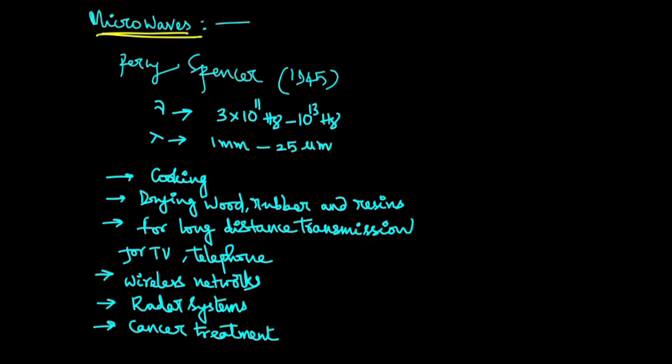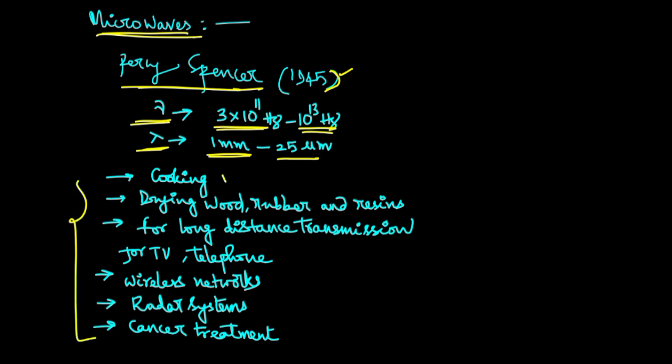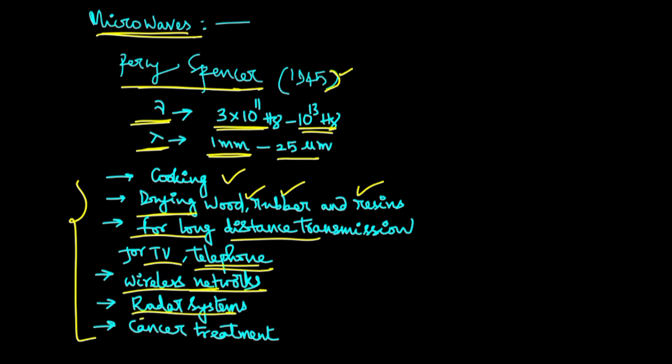Microwaves were discovered by H.C. Spencer in 1945, and the frequency is from 3 into 10 power 11 Hz to 10 power 13 Hz. Wavelength is from 1 millimeter to 25 micrometers, and these are used in cooking, drying wood, rubber, resins, and for long distance transmission for TV, telephone, and other communication systems, and in wireless networks, and in radar systems to detect long distant objects like aircraft. And in cancer treatment also, microwaves are used.